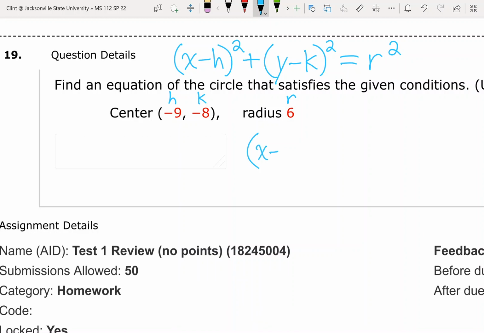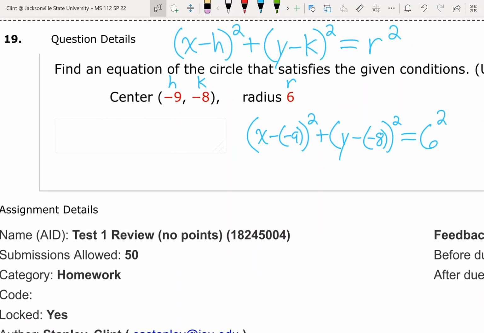So we'll have x minus negative 9 squared plus y minus negative 8 squared equals 6 squared. If we clean that up, we can get rid of the double negatives. We have x plus 9, sorry, squared plus y plus 8 squared equals 36.